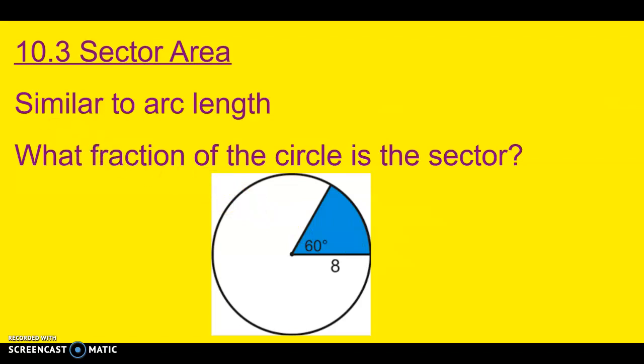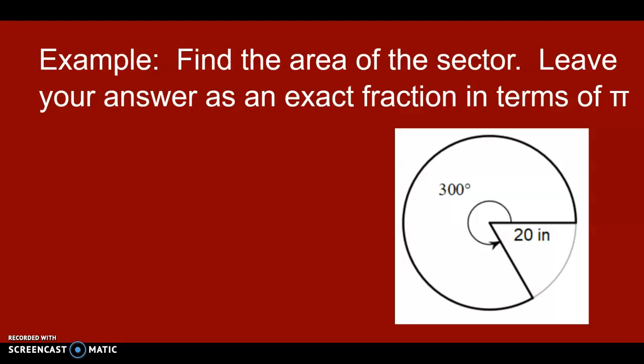So let's look at our one and only example for the day. So you see the picture here at the bottom right of your screen, and that has a 300-degree angle and a radius of 20 inches, and it wants to know the area of this section, this sector of the circle. So it's a good portion of the circle. It's not quite all of it.